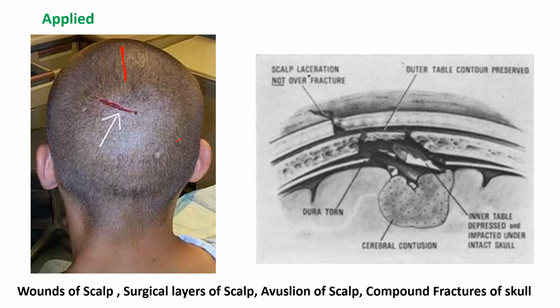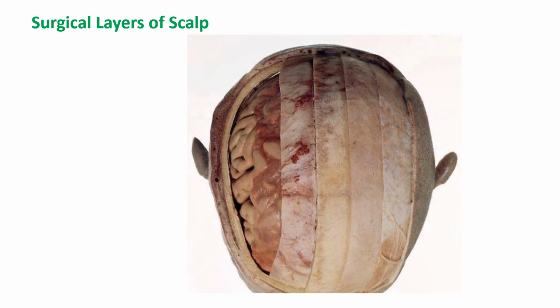It is because of the three layers which we talked about: the layer 1, which is the skin, the layer 2, which is the connective tissue, and the layer 3, which is the aponeurosis. They are connected to each other by means of those fibrous septa, and they tend to move together and form the surgical layers of the scalp. Number 1.